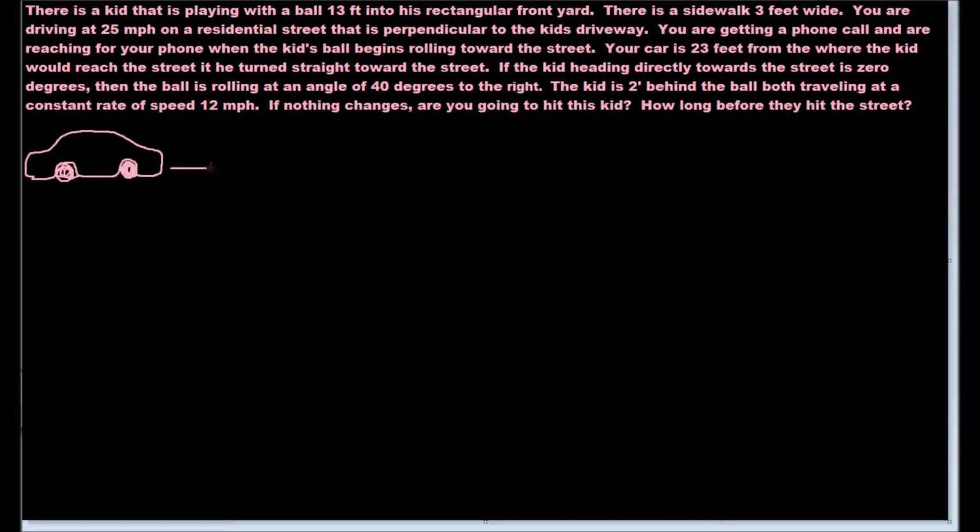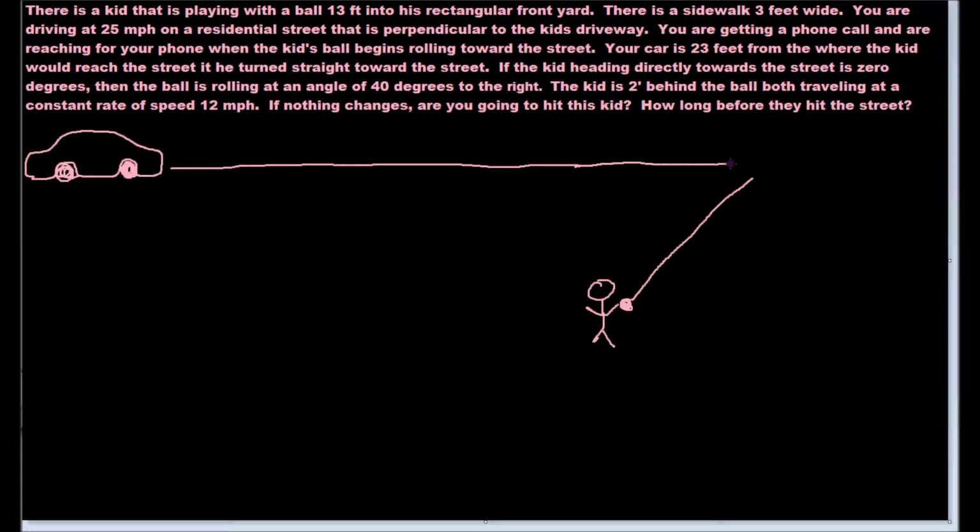The first thing that I want to do is lay out a general, again, non-artsy sketch of what's happening. You have a car that's going forward, going straight down the street. You have a kid that's off to the right, we'll say, and the ball is going to be heading at an angle from straight and to the right. That's 40 degrees. The ball and the kid, of course, are eventually going to hit the street. So once that's done, then I need to go on and label my diagram, putting the information that I've been given from the problem into it.